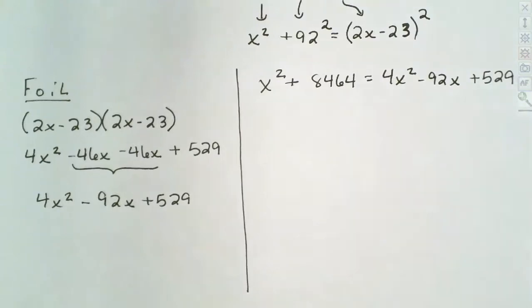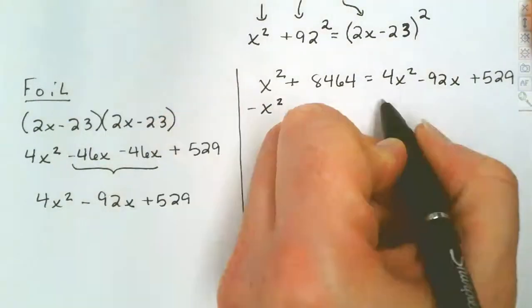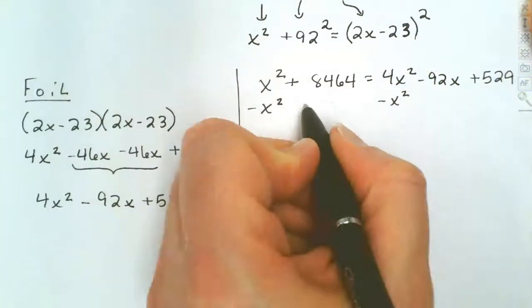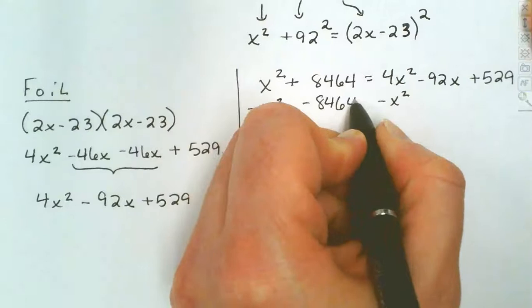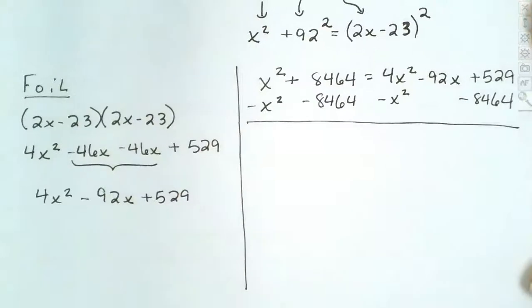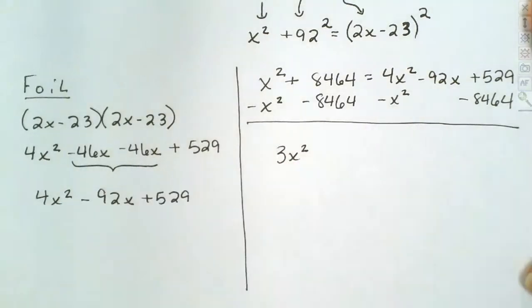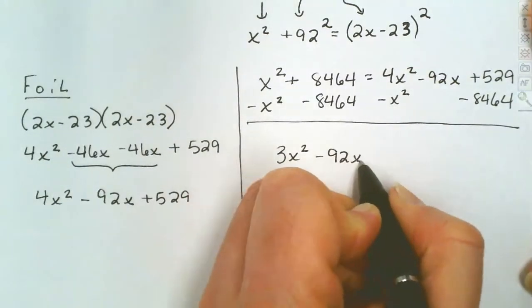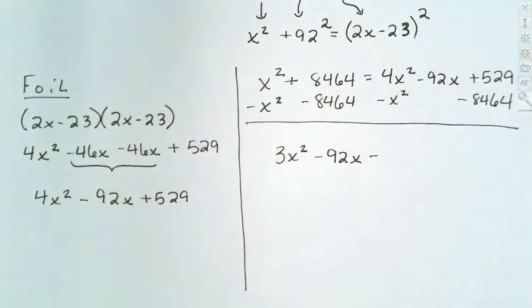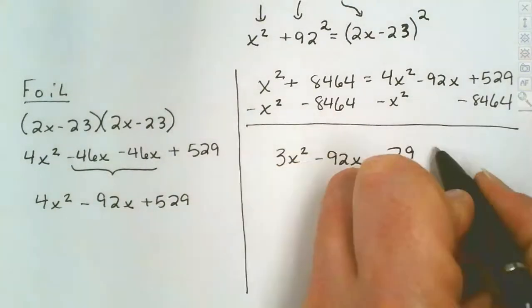I'm going to move as few parts over as I need to make it easy. So I'm going to move that x squared over because we're setting this to 0. And I'm going to move over that 8464. Then we've got 4 minus 1, that makes it a 3x squared. We've got a minus 92x. And then we've got 8464 that's negative. We're going to add to that 529, so they'll subtract from each other. And that's going to make that a 7935.